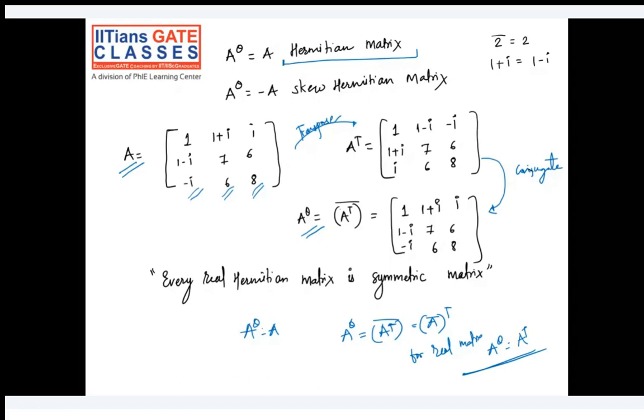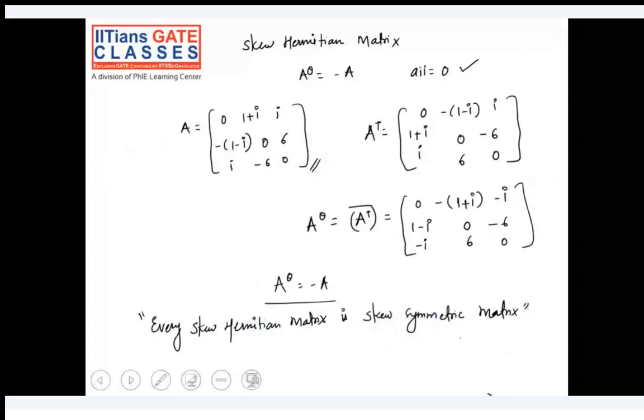I'll go to the next slide. Let's talk about the skew Hermitian matrix. If A to the power theta is equal to minus A, in that case we call it a skew Hermitian matrix. And as you said, Arjun, here the restriction is that the principal diagonal elements should be 0. So we'll have the same restriction here.